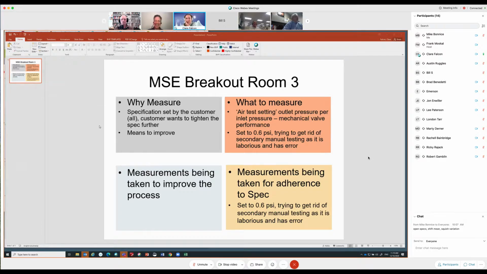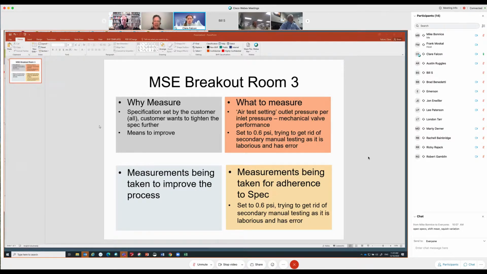But what I heard was there were a lot of things about why they're measuring particular elements. It's around specs set by the customer, and also going forward, reading between the lines, to understand whether the current product meets some tighter future spec that the customer wants to have in place. They're measuring air test setting. It's an outlet pressure, a mechanical measure of mechanical valve performance. They've got it set to a specific reading, 0.6, and they have some manual testing that's taking a lot of time and has error in it. So they're trying to move away from that right now.